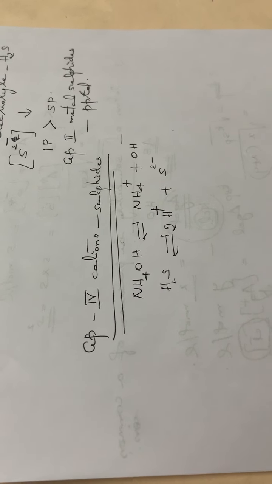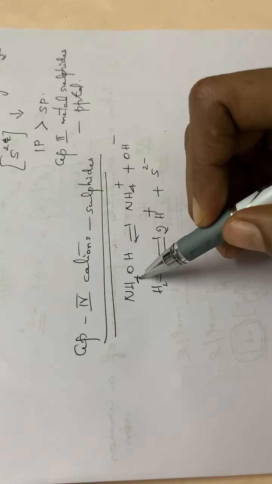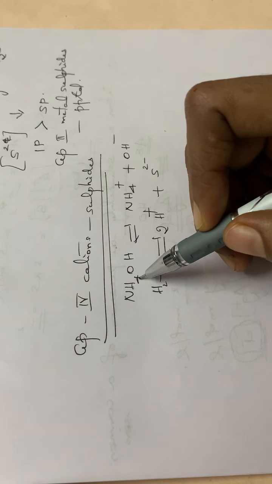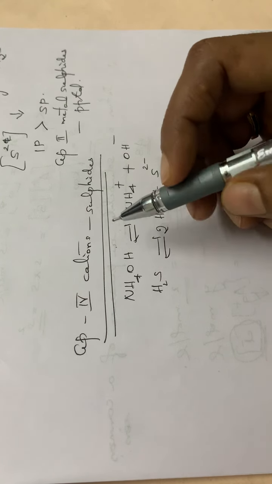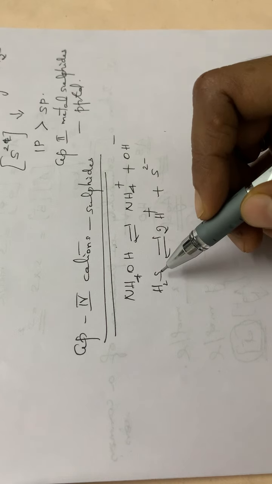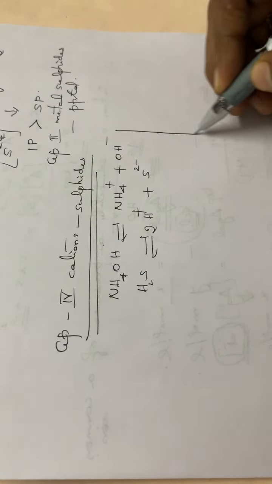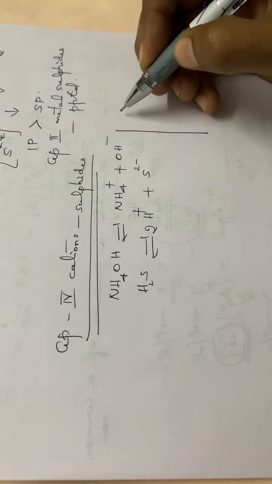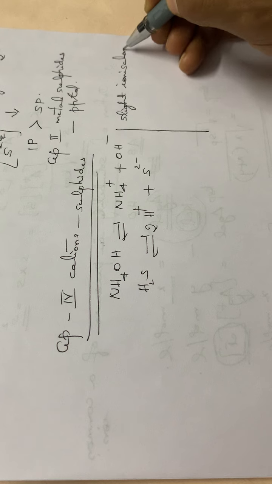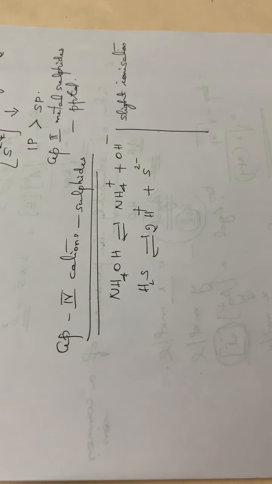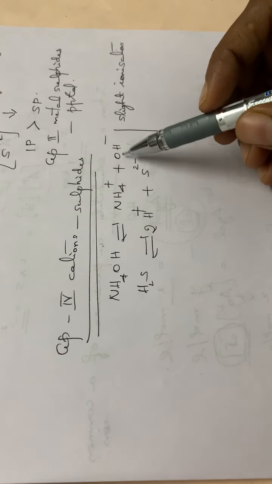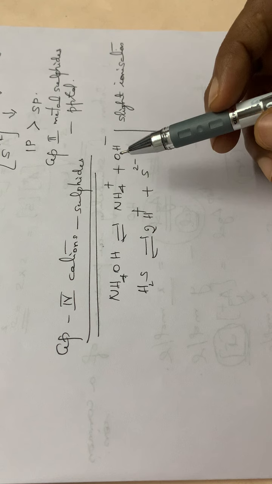See here, ammonium hydroxide is a very weak electrolyte, a very weak base. H2S is also a very weak electrolyte. So both of them will be undergoing very slight ionization, isn't it? Only very slight ionization will be occurring, and so the concentration of OH minus ions will be very low.